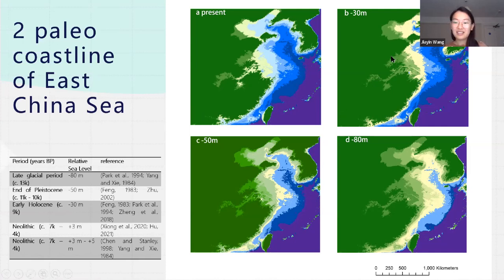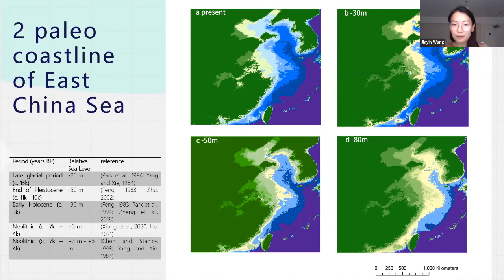But by analyzing the 3 maps, we can see that the exposed continental shelves are shrinking significantly in different time periods. So if there were people who occupied these regions at this time, then their settlements, their shell middens or habitats would absolutely be flooded by the rising sea level from 13,000 years before present to 9,000 years before present.